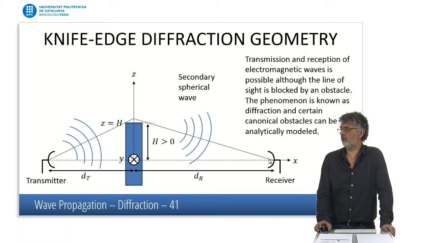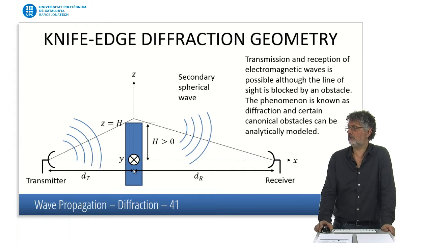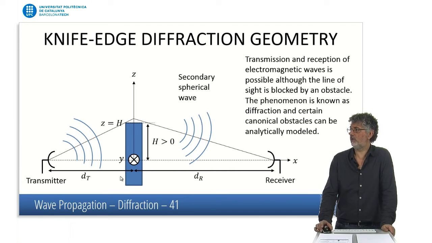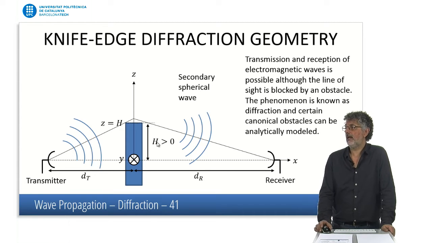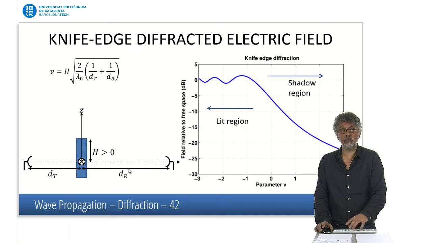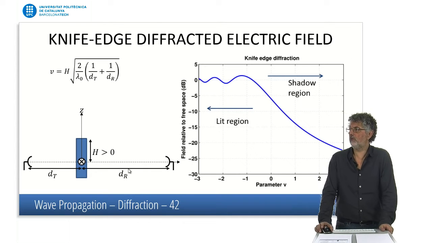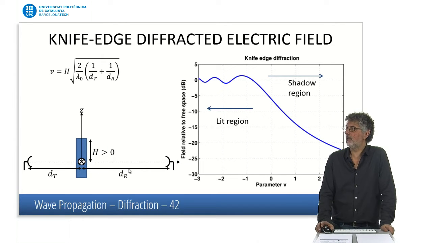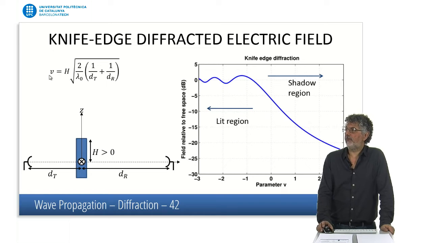In the model we are going to use, we have our two antennas. dt is the distance from the transmitter to the edge, dr from the receiver to the edge, and h is the clearance from the line of sight to the top of the obstacle. And notice that h is going to be positive when we are blocking the line of sight between the two antennas.